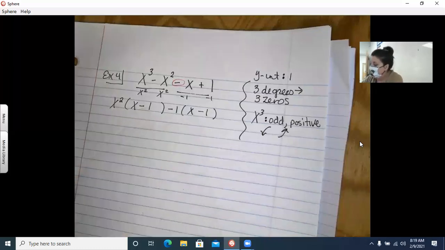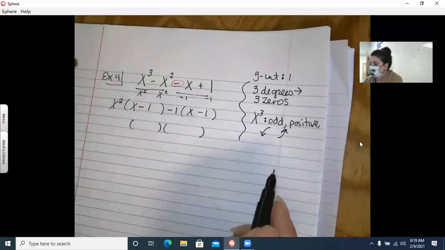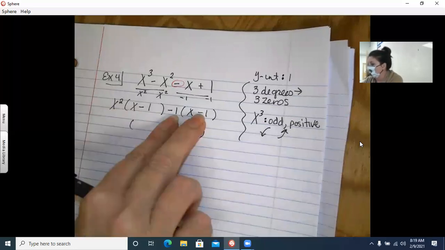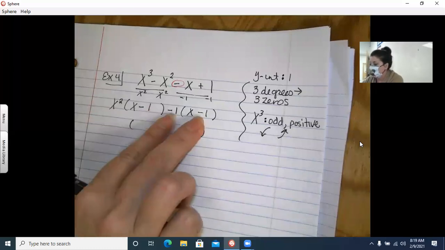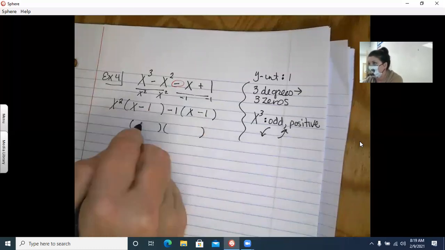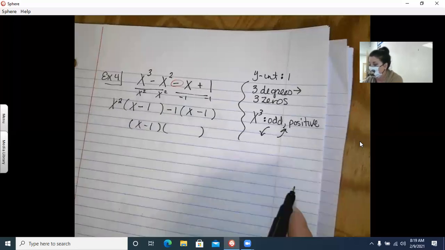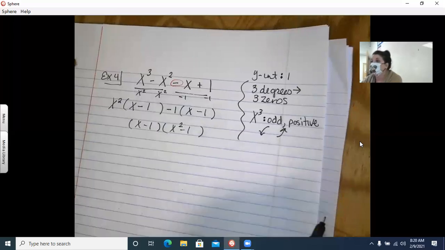So once you know you can, make 2 sets of parentheses. These are technically only 2 terms. The product is a term. X squared times x minus 1 is 1 term because it's a product. This is a product, 1 term. So these 2 terms have a common factor of x minus 1. That's why you only take it out 1 time. It's a GCF. What's going to go in the other set of parentheses? X squared minus 1. Technically, x squared minus 1, that's a difference of squares.